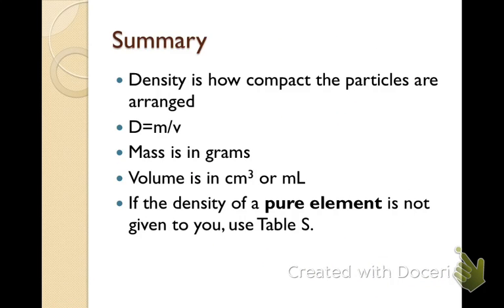And let's see. To summarize, density is how compactly arranged the particles are. It's mass over volume. The mass is in grams. The volume is in centimeters cubed or milliliters. If you need the density of a pure element, it's given to you on Table S.